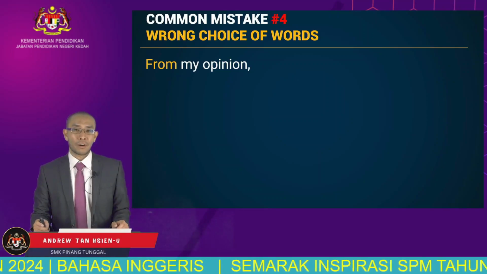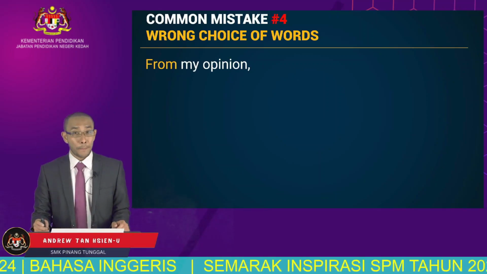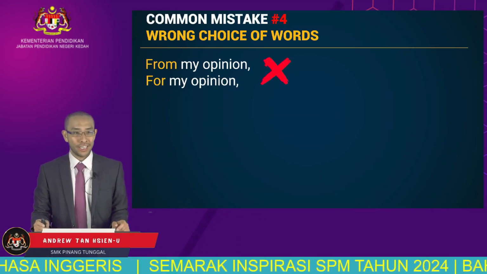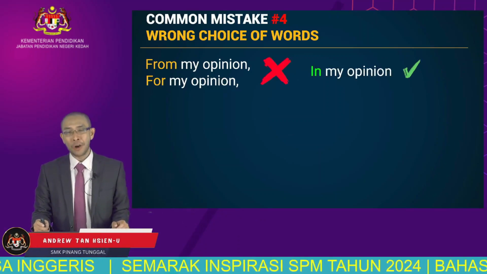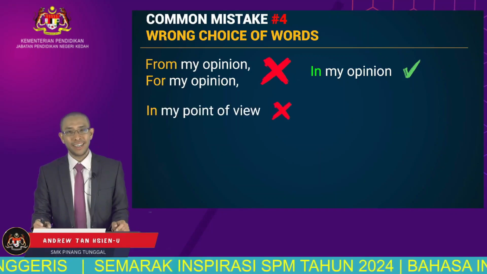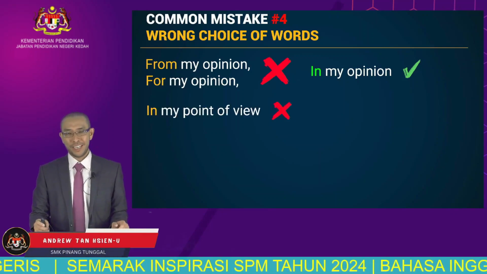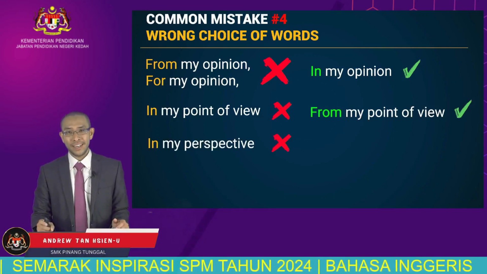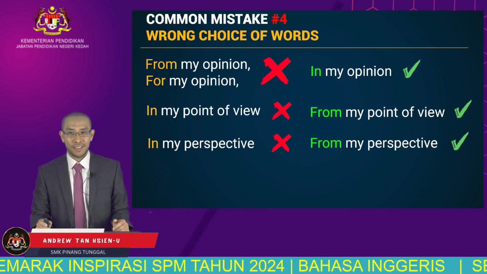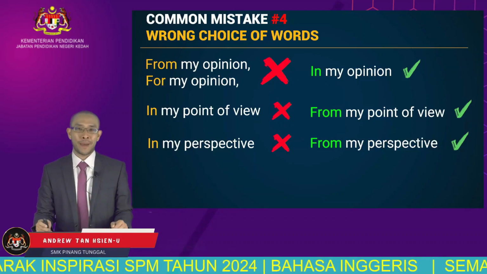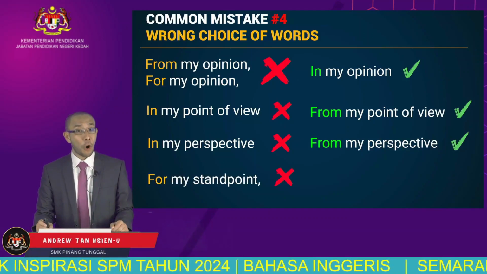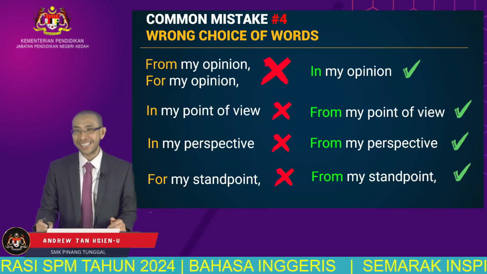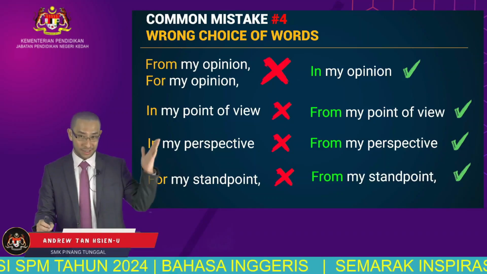Here are some of the common mistakes done by students. From my opinion, for my opinion, both are wrong. It should be, in my opinion. The next one, in my point of view, it is supposed to be, from my point of view. Next one, in my perspective, it should be, from my perspective. For my standpoint, that's wrong. It should be, from my standpoint. So follow the one in green. Yeah?